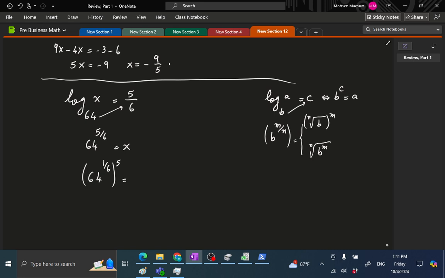And then I remember 64 is 2 to the power of 6. So the sixth root of that is 2. 2 to the power of 5 is going to be 32. So this problem was solved basically on our memory that 64 is 2 to the power of 6. So 64 to the power of 1/6 itself is 2, and then we raise it to the power of 5, and here's our final answer.